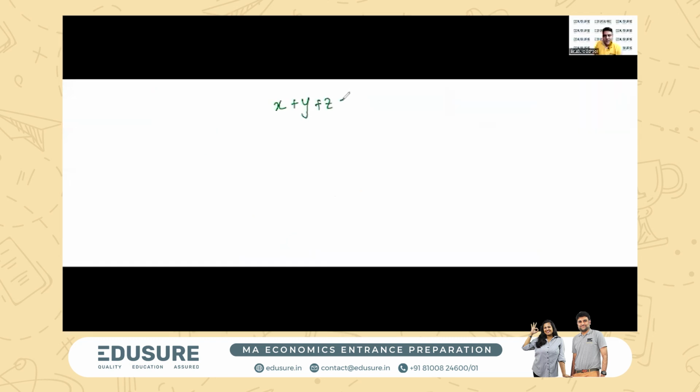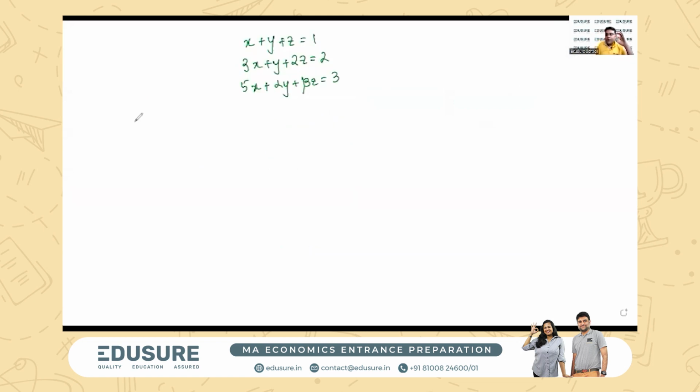x plus y plus z is equal to 1. 3x plus y plus 2z is equal to 2. 5x plus alpha y plus beta z is equal to 3. Right? This is what we have as the information. Now, for equations to be consistent, this can be basically formed into the coefficient matrix 1, 1, 1, 3, 1, 2, 5, alpha, beta, times x, y, z, and this is 1, 2, 3.